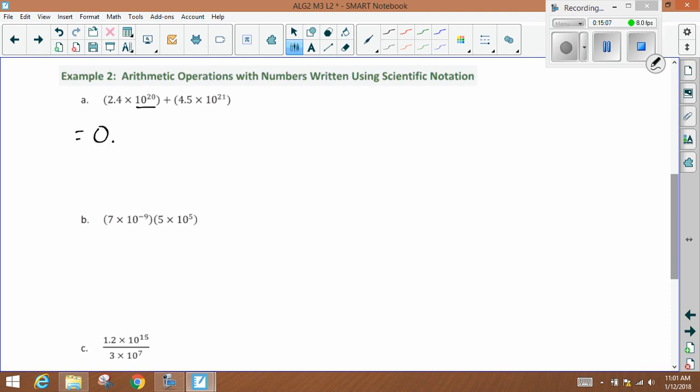So if we decrease this one to make it 0.24 times 10, which one are we doing? A from example 2. And we're going to the 21st power plus 4.5 times 10 to the 21st power. I just wind up doing less work. So let's add those. That gives me 4.74 times 10 to the 21st.